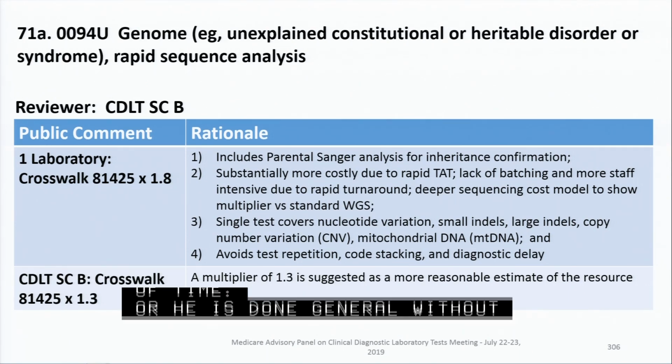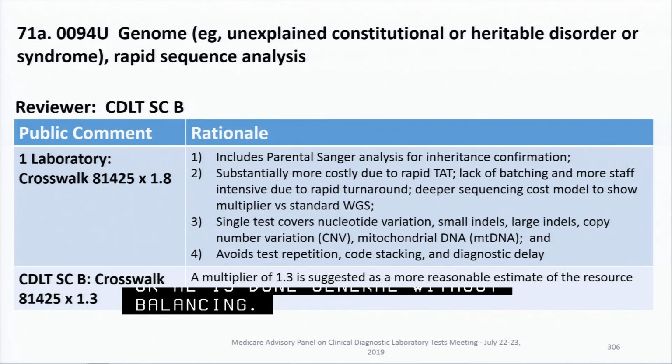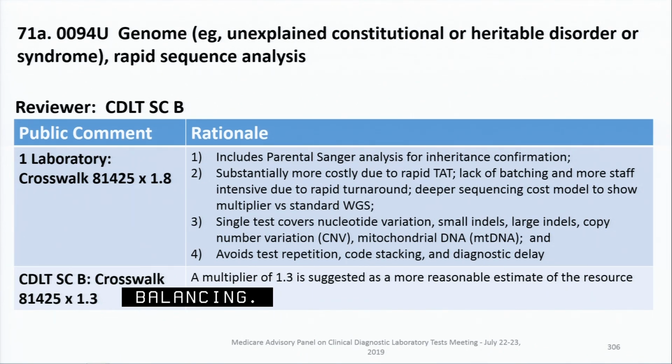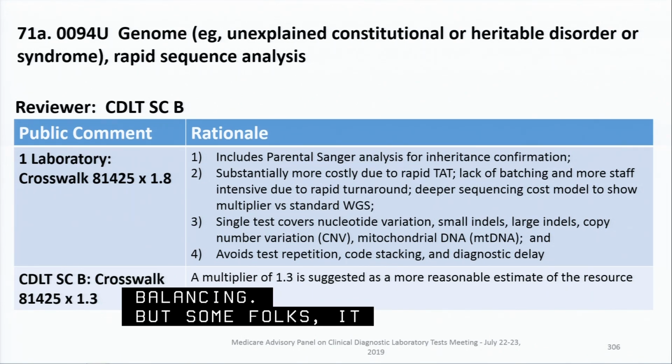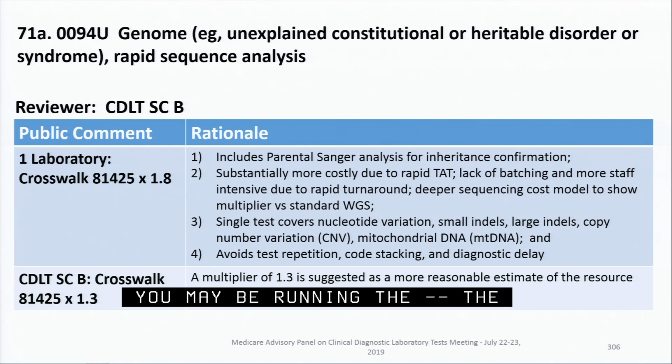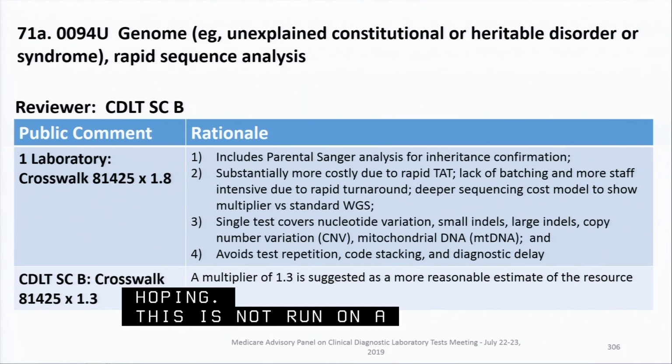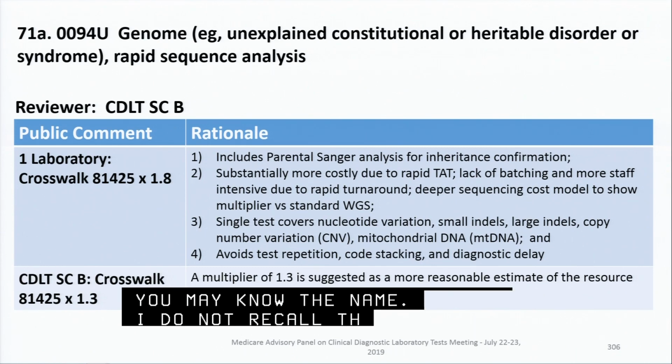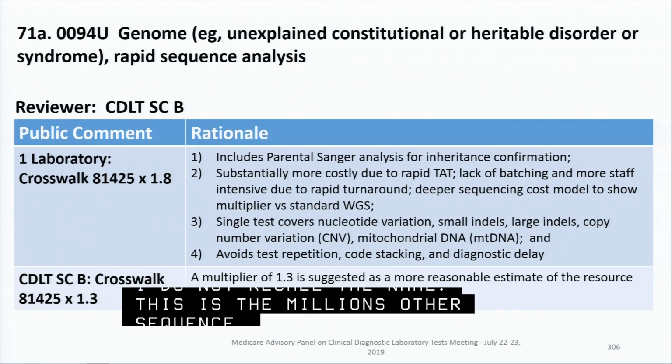So this involves as little as no batching. You could be running a parent and a child together, but that's still a very small part of the whole thing. Also, this is not run on a routine, small hospital sequencer like a MiSeq. You may know the name, I don't recall it, but this is the super sequencer. This is like the $1 million sequencer from Illumina. So this is the very top end of genomic sequencing.